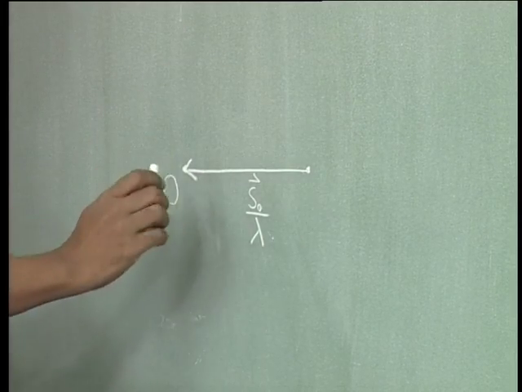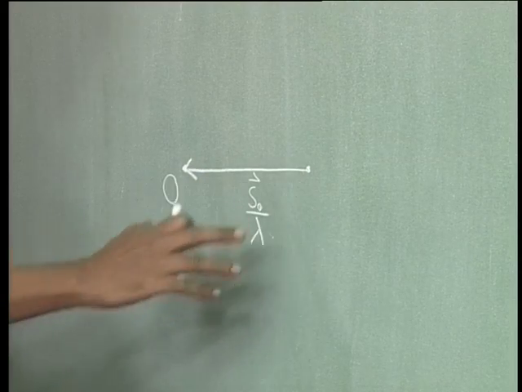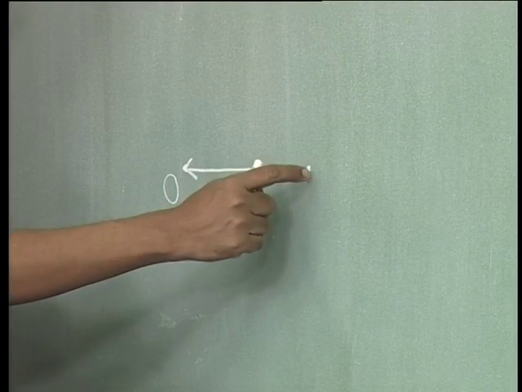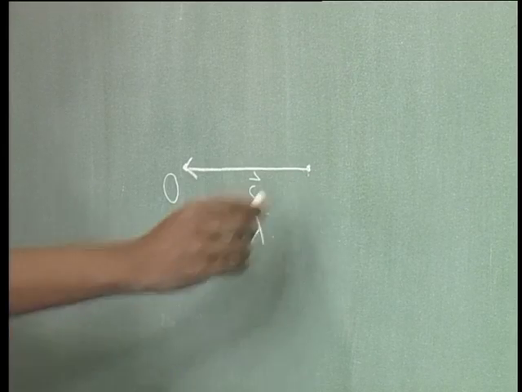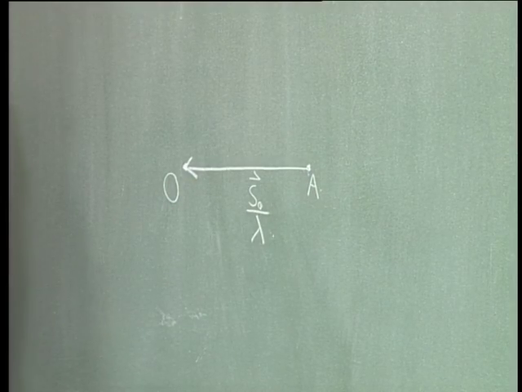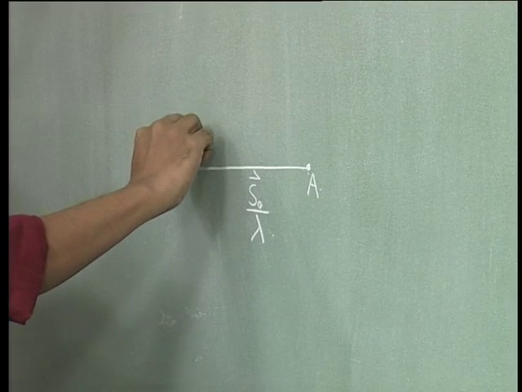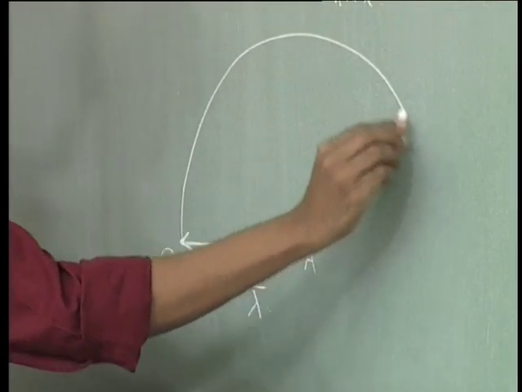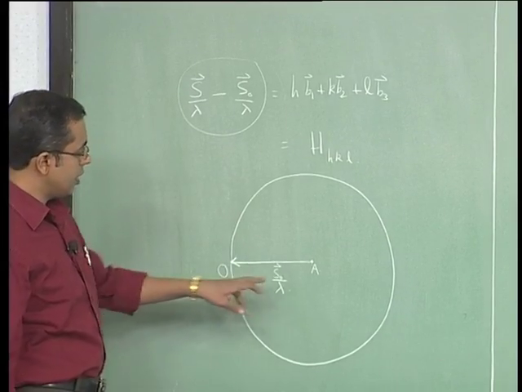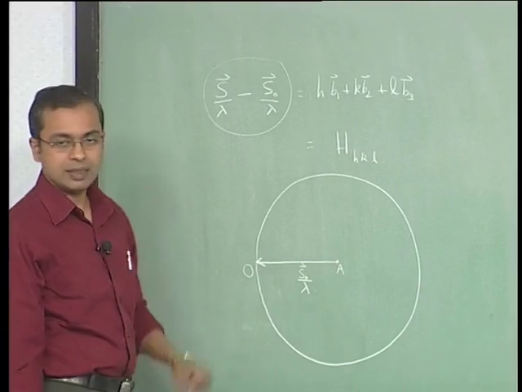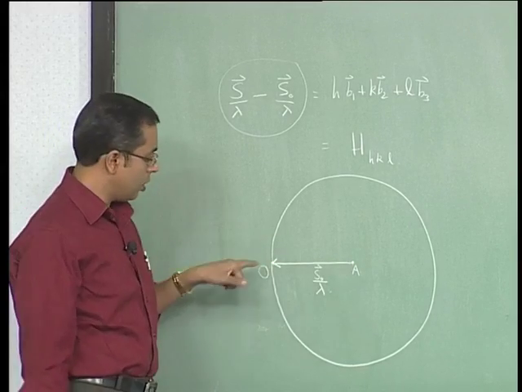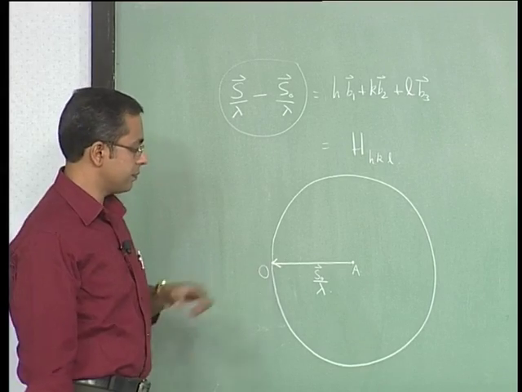What we will simply do in this diagram is draw a circle with the starting point of your incident beam as the center, not the origin. I will just call it A. With A as center, I will draw a circle of radius S naught by lambda. So, approximately I am drawing it here. So, this is a circle with S naught by lambda as the radius, and A as the center of that circle. O is the origin of the reciprocal space.